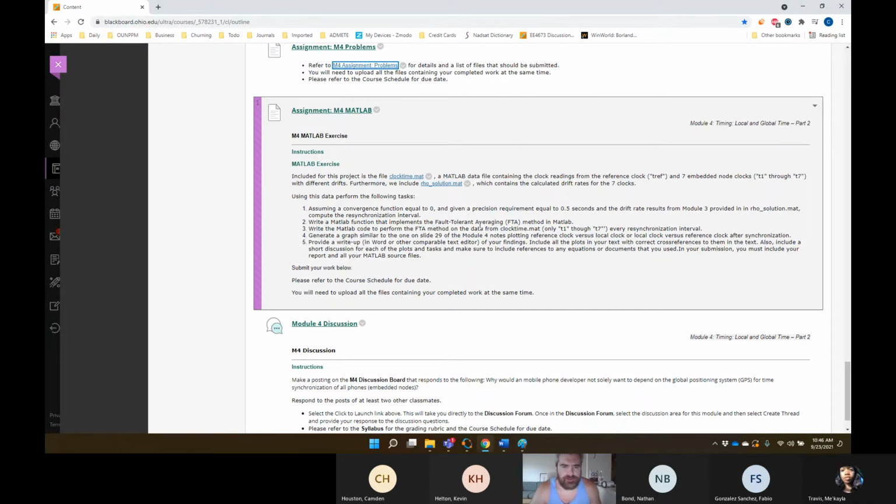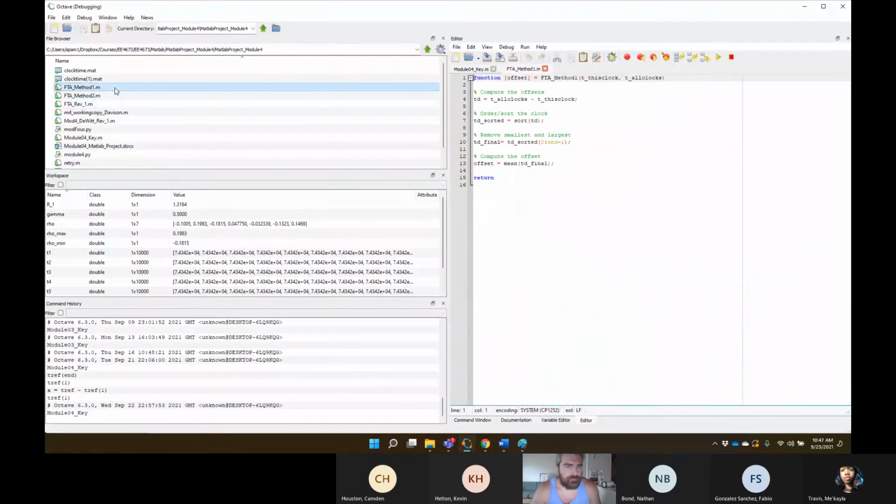Write a function that implements the fault-tolerant averaging in MATLAB. I did that in a separate file. This is going to take the time for a specific clock and the time for all the clocks. And this one is actually fixed for you. If you parameterize this and took the number of Byzantine errors, that's better. This is doing a fixed 1.